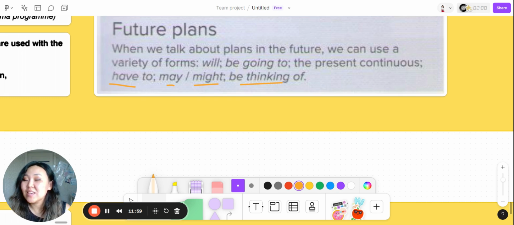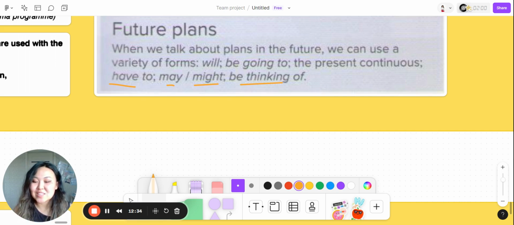When it comes to may and might, here we see that the people are uncertain when they use them. I can say that I may go out in the evening, but I'm not sure. Might is even less certain than may, so we can say that I might go to the cinema tonight, but I'm not very sure about it. And the same is about thinking of. You're just thinking of doing something. I'm thinking of going shopping after our lesson.